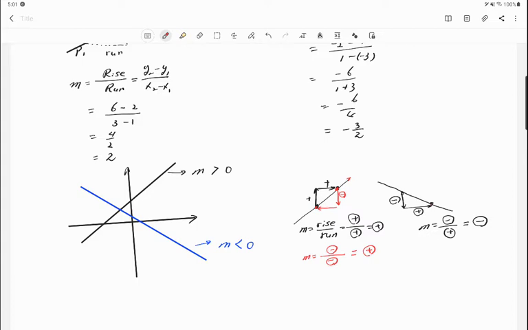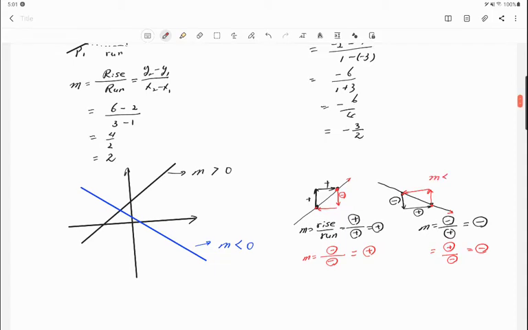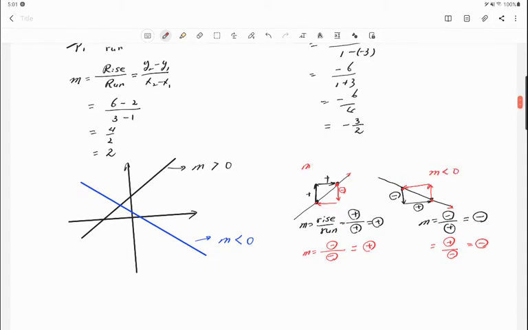How about this? I want to go from here to here. So go up. Up is what? Positive. And go left. Left is what? Negative. So the result is negative. So if the line goes down, then the slope is negative. In this case, the slope is negative. In this case, the slope is positive.